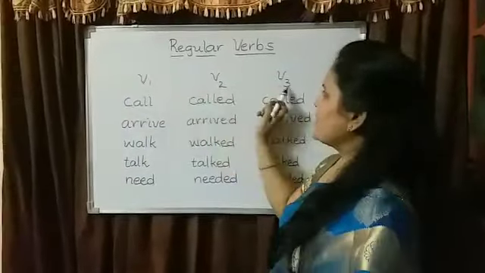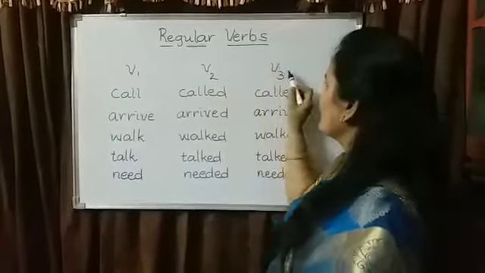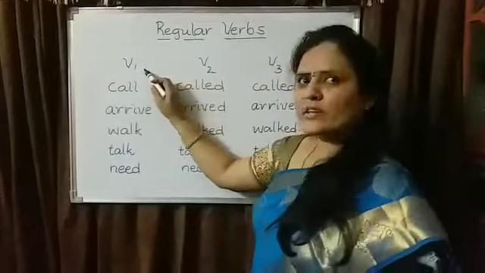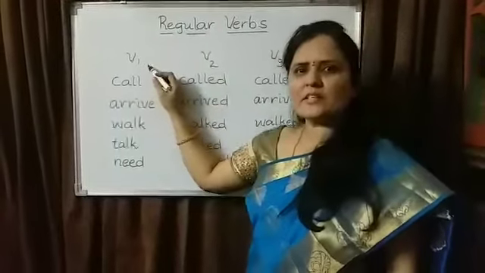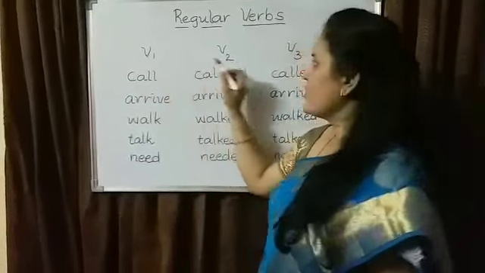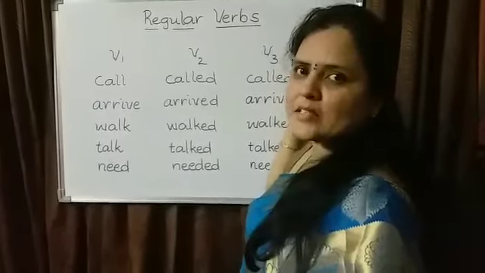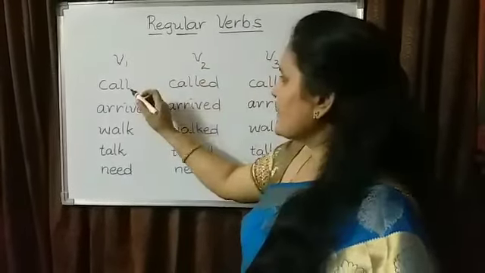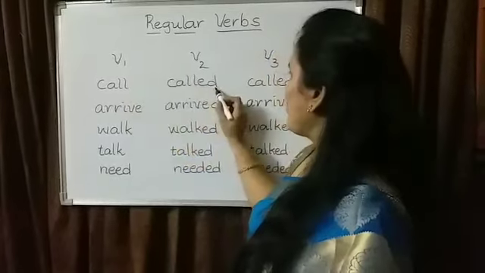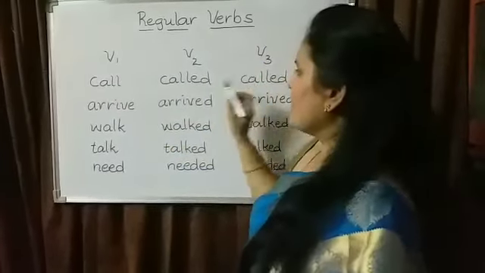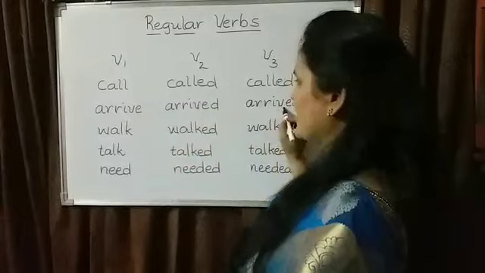Here we can see three forms: V1, V2, V3. V1 is called as base form. That means this is the present tense. V2 is past tense and V3 is past participle. Here we can see call, called, called, and arrive, arrived, arrived.